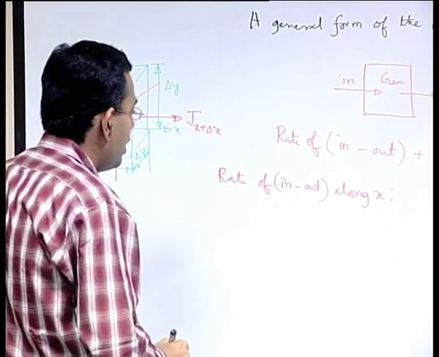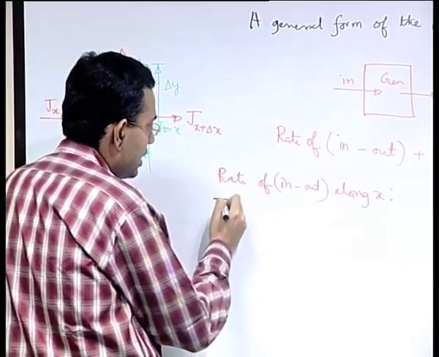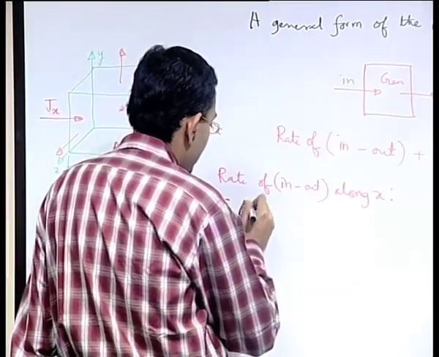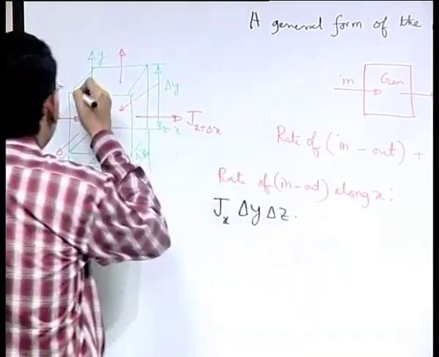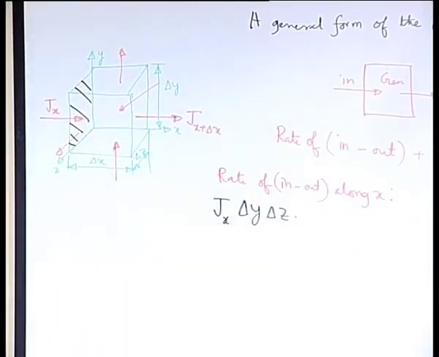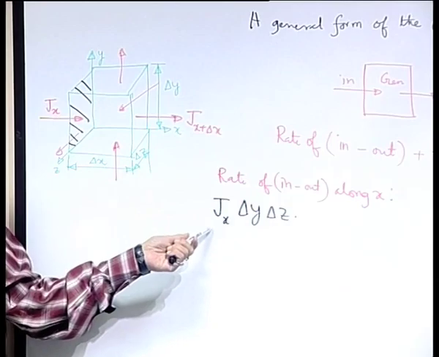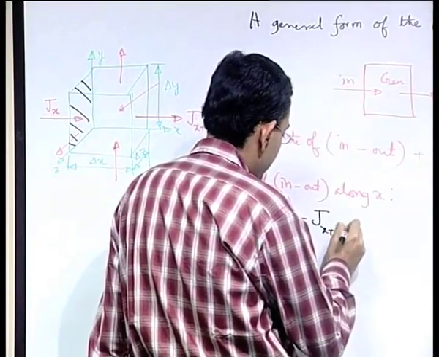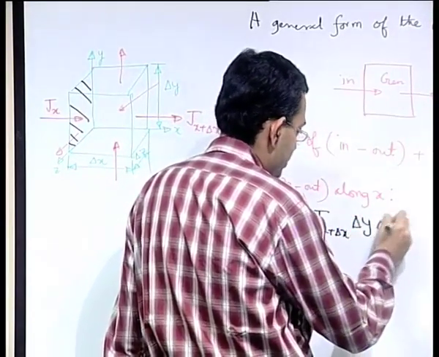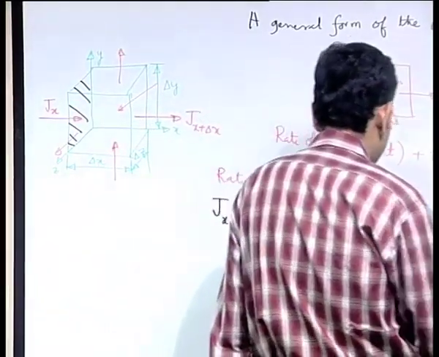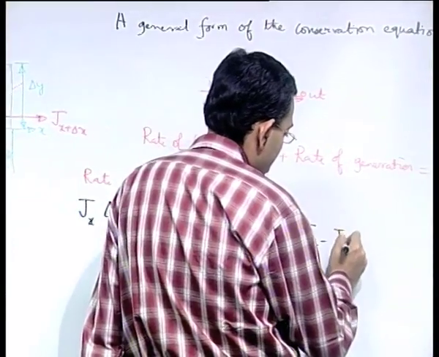So, what is rate of in along x? Remember, Jx is the rate per unit area. So, Jx into delta y into delta z, which is the area of the shaded face. The opposite face has the same area, but what changes is Jx becomes J at x plus delta x. So, minus J at x plus delta x, into delta y, delta z. So, this is Jx minus J at x plus delta x.